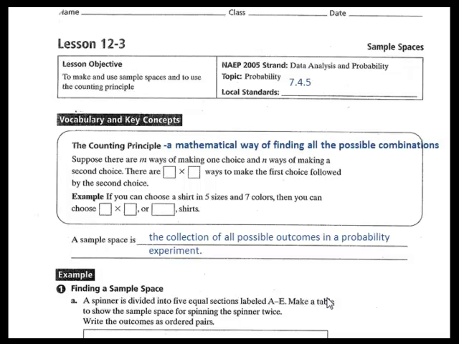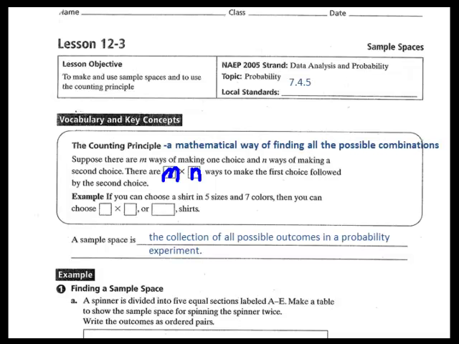The other concept we're going to talk about today is the counting principle. The counting principle is a mathematical way of finding all the possible combinations. Suppose there are m ways of making one choice and n ways of making a second choice. That would mean that there are m times n ways of making your first choice followed by the second.